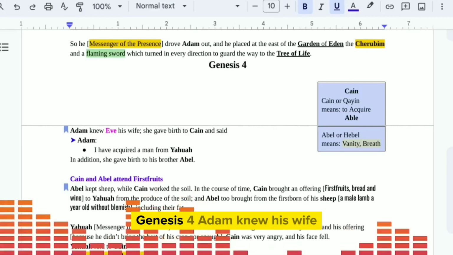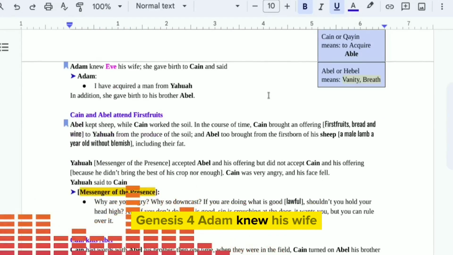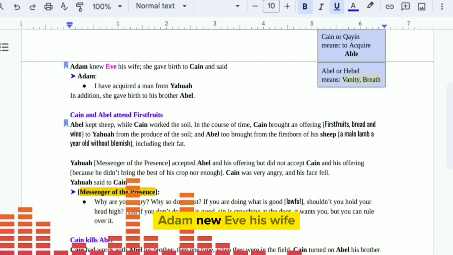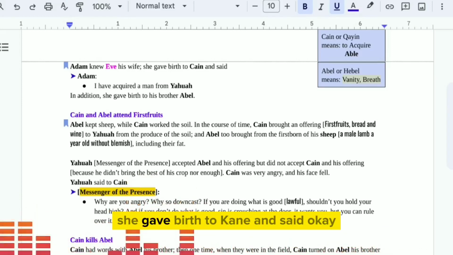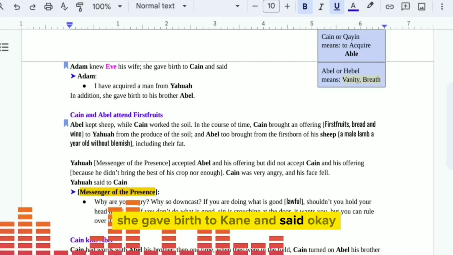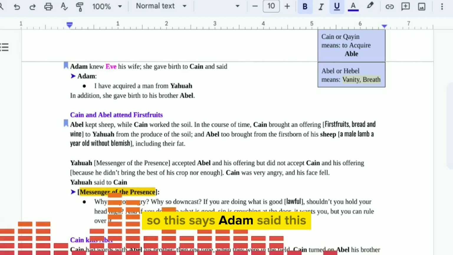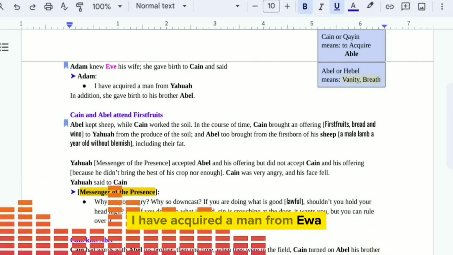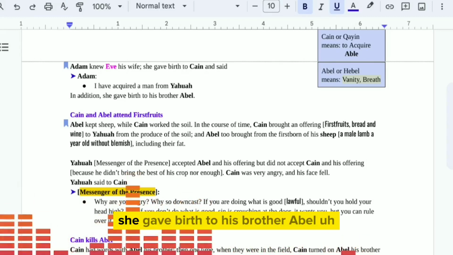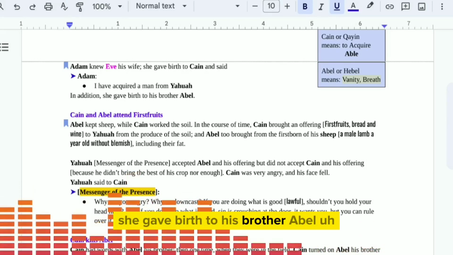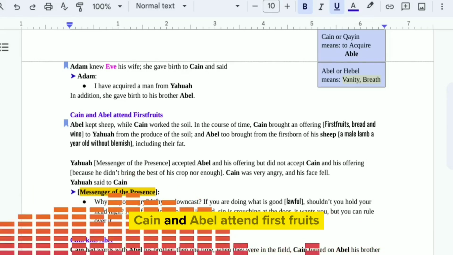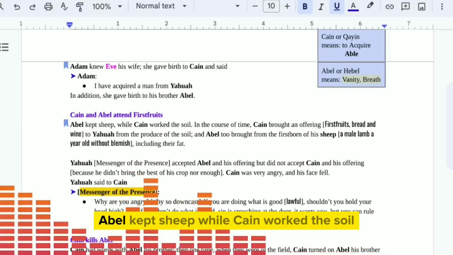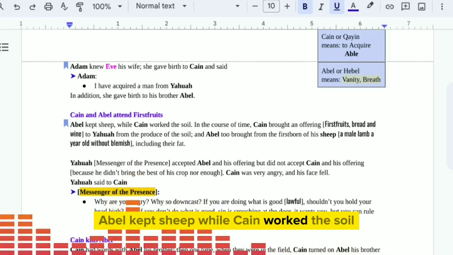Alright. Genesis 4. Adam knew Eve his wife. She gave birth to Cain and said, okay, so this says Adam said this, I have acquired a man from Yahuwah. In addition, she gave birth to his brother Abel. Cain and Abel attend first fruits. Abel kept sheep while Cain worked the soil.